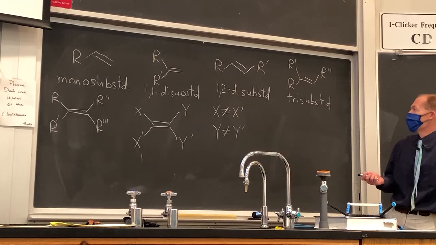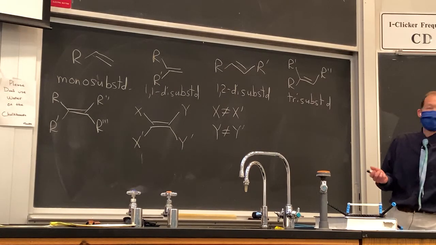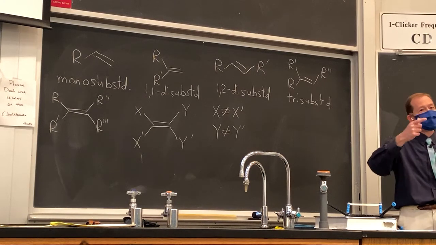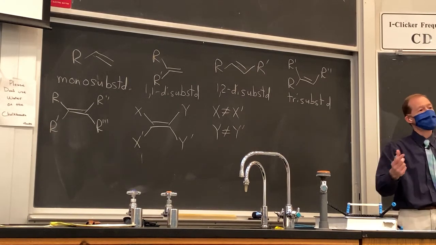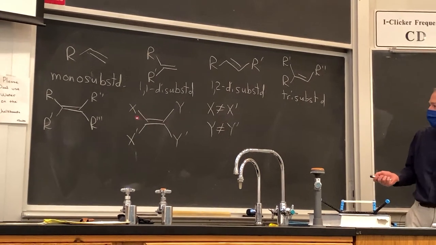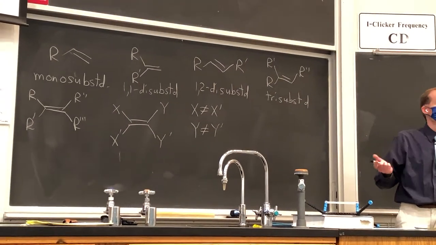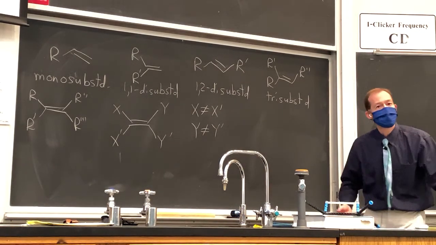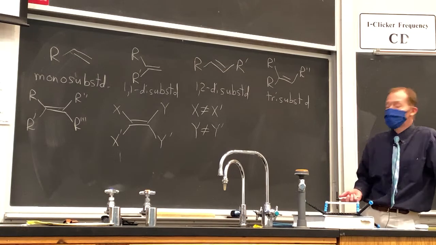If we look at our example, our cis and trans 2-butene, each of those carbons has a methyl group. So you could say X equals Y. Each of those carbons has a hydrogen. You could say X prime equals Y prime. But if you look at each individual carbon, they have two different groups. They each have a methyl group and a hydrogen. And that's what enables them to have cis and trans isomers.